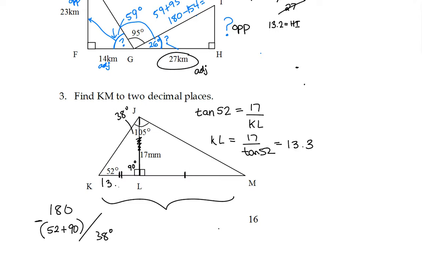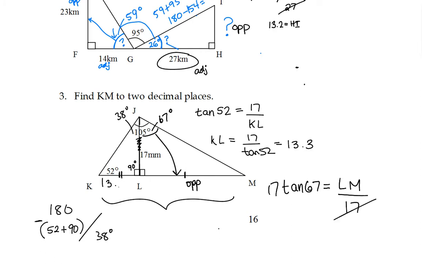105, take away 38. This guy is 67. You guys okay with that? And then if I use 67, LM is the opposite and 17 is the adjacent. So it's tan again. Tan of 67 equals LM over 17. Times by 17 on both sides. I got 40 plus the 13.3, 53.3. Okay, 53.3.